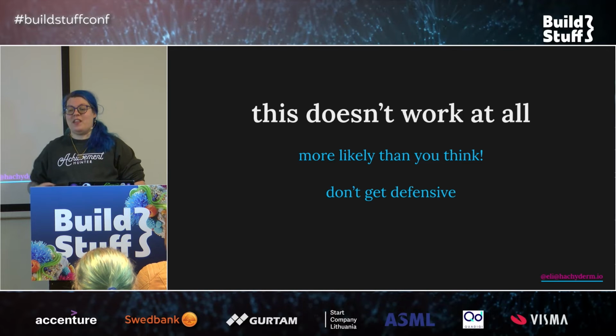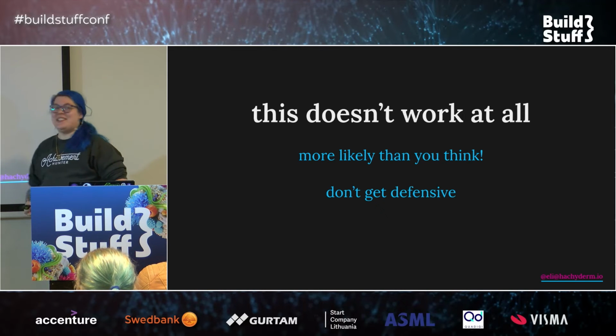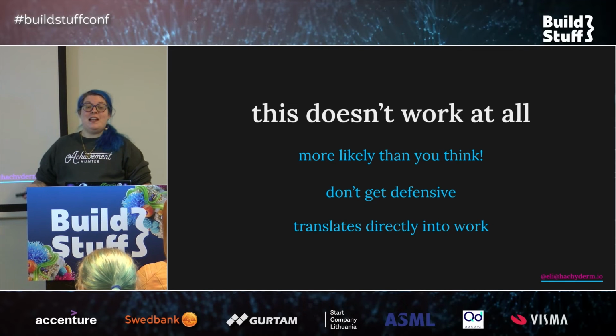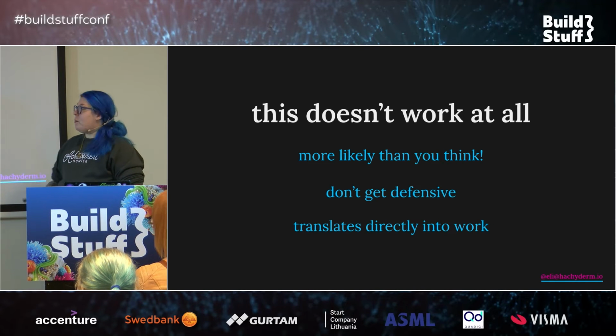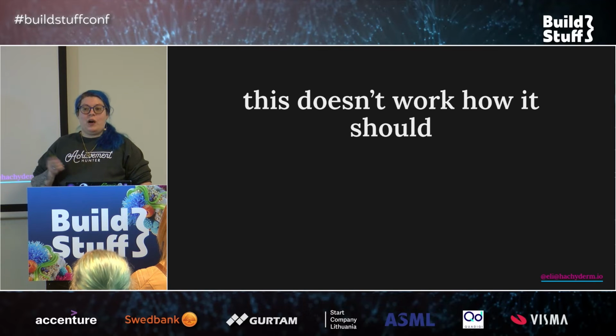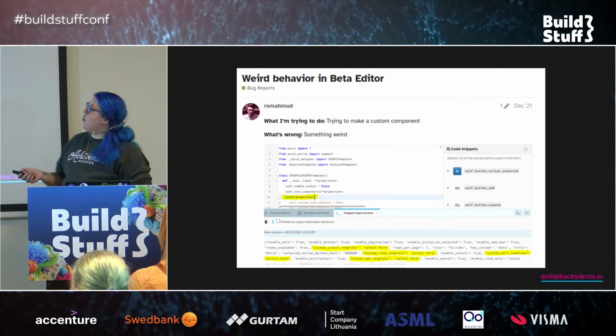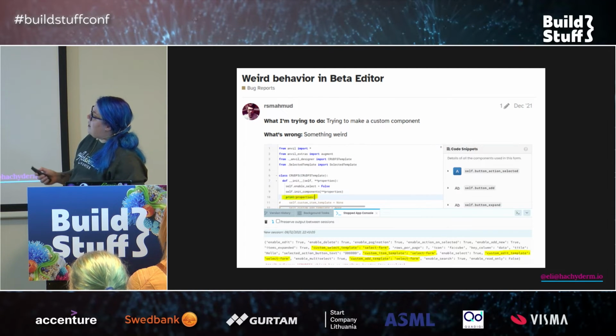You want to find a way that it's their fault, but that's not useful. It doesn't help you. It doesn't help your users. This translates directly into engineering work, essentially. This doesn't work how it should. This is an example of that. Weird behavior in the beta editor.